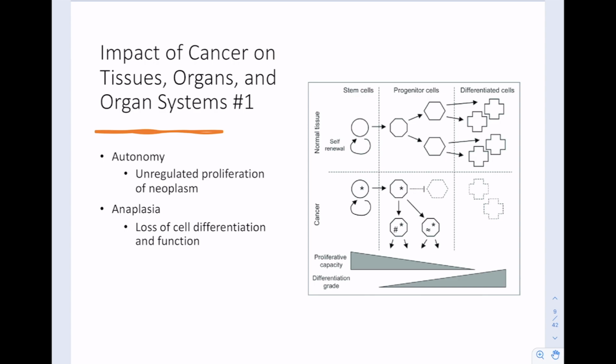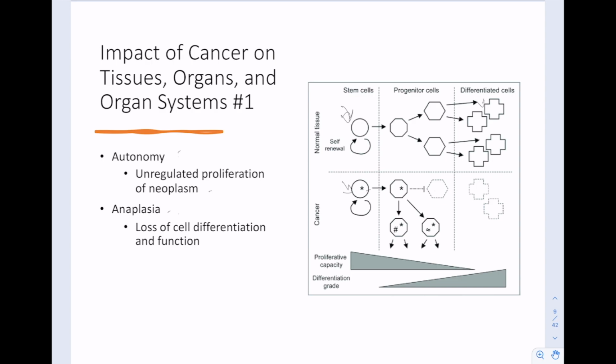All right, we talked about this before, but this is kind of a quick review here. Autonomy versus anaplasia. Autonomy means the ability to grow without regulation. So the ability to just start dividing and dividing and dividing. Normal cells should not be able to do this. Okay. Anaplasia is the differentiation from a stem cell into a specific tissue. In this case, this stem cell into this specific tissue.